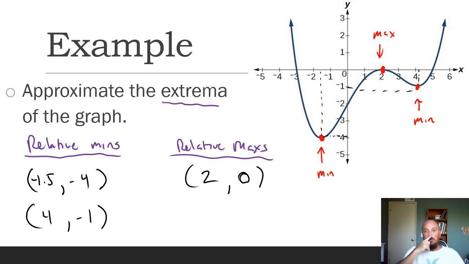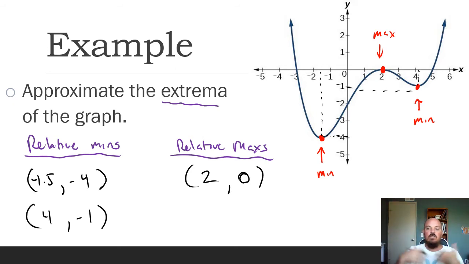So those are my approximations. The relative max, I think, was pretty easy. That's the (0, 2). The relative minimum, the second one, also is pretty easy. It looks like (-4, -1) to me. The first one doesn't look like a whole number, so just approximate. It's about (-1.5, -4).